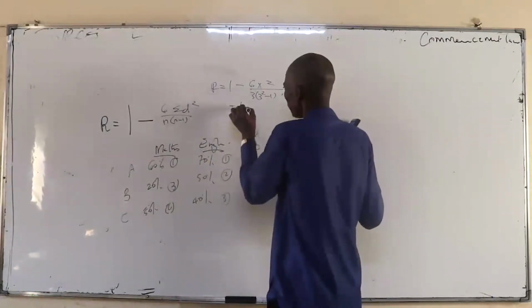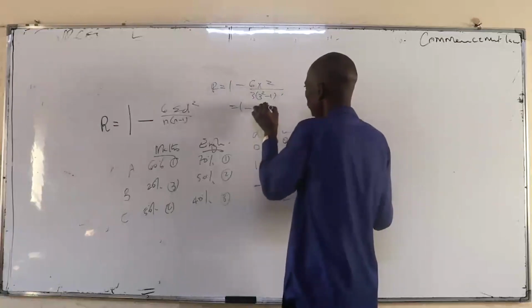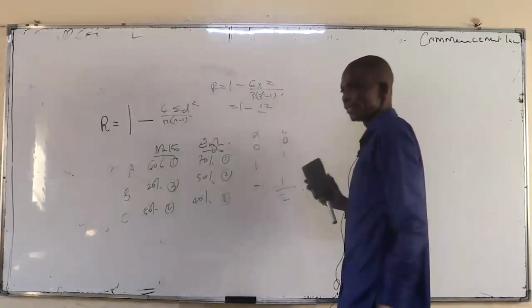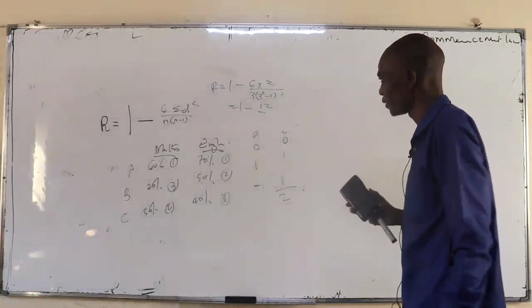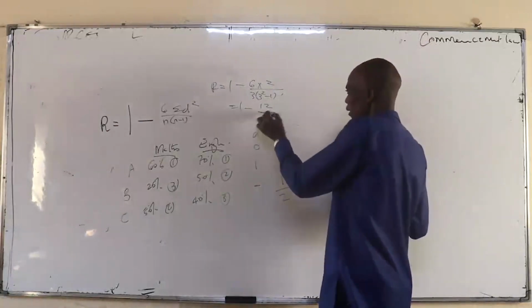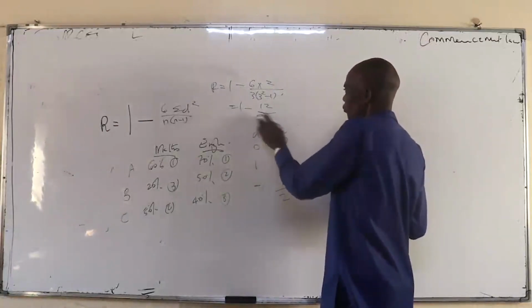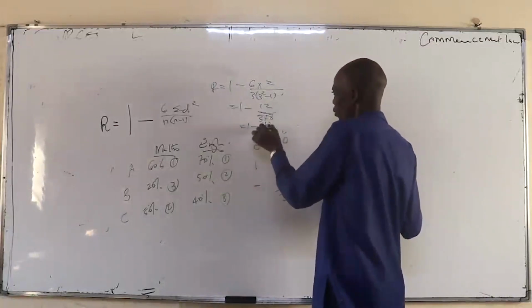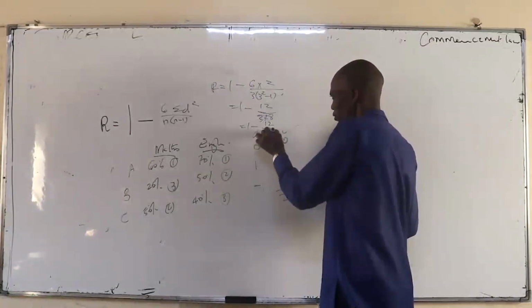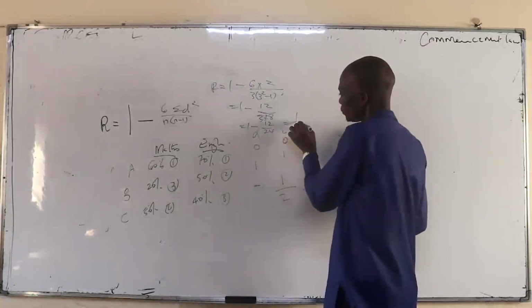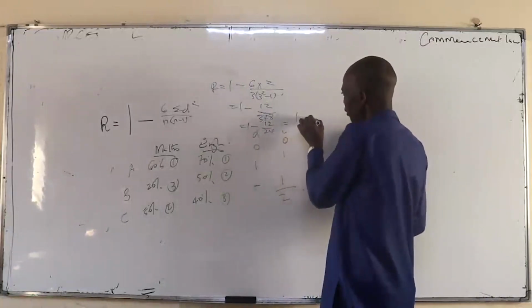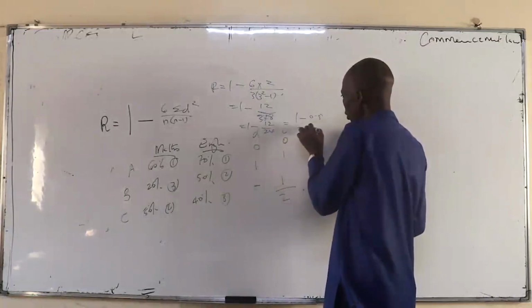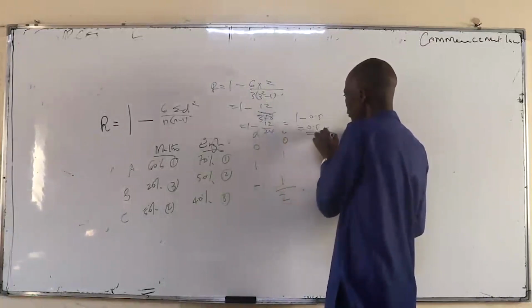So this is 1 minus 6 times 2, which is 12, over 3 times, 3 squared is 9, and if you subtract 1, it becomes 8. So 3 times 8 is 24. So it is 1 minus 12 over 24, which is 1 minus 0.5. So it is 0.5 and it is positive.